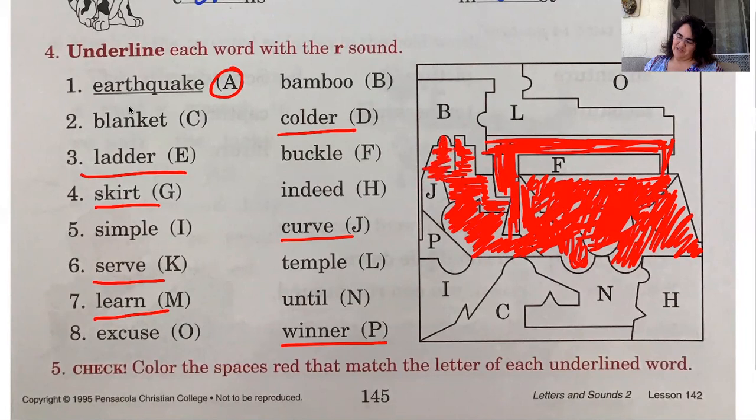Gotta pay attention, boys and girls. It's going to make a shape. Then we can see what it is. And then we have the winner, and that would be the P. What does that look like, friends? What did we just color in? Do you see it? It looks like a fire truck. Good job, second graders.